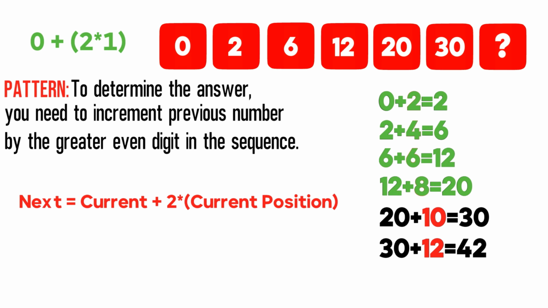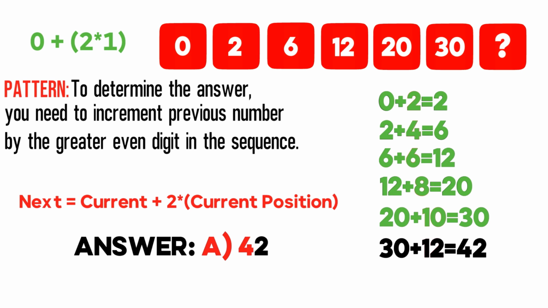20. The number after that would be 10, so 20 plus 10 would be 30, and the number after that would be 12, and 30 plus 12 equals 42. The correct choice here is choice A, 42. Hopefully you've nailed this question and now know how to answer similar problems on the test.